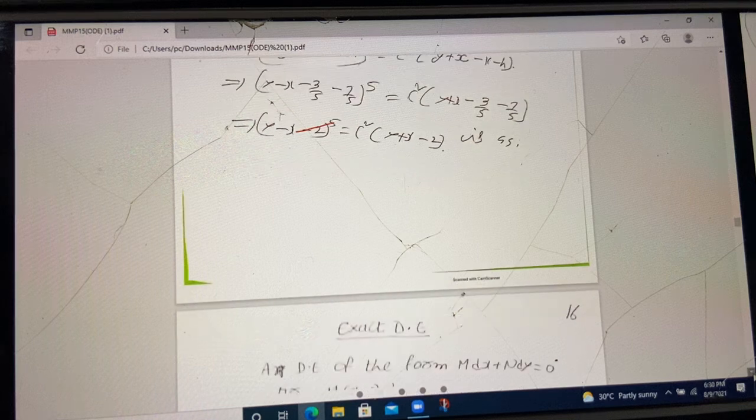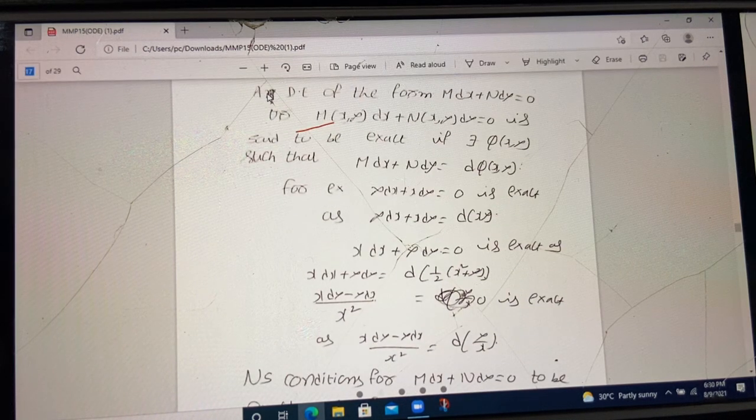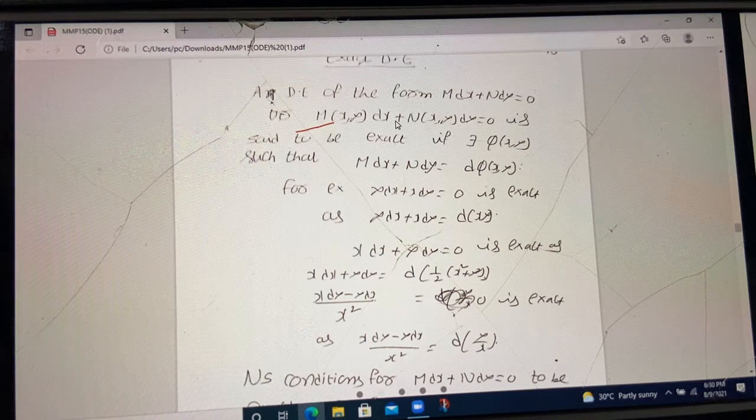In your entrances, you are getting questions from this one. I have collected the questions. I am going to discuss them immediately after this topic. So, a differential equation of the form M dx plus N dy equal to 0.